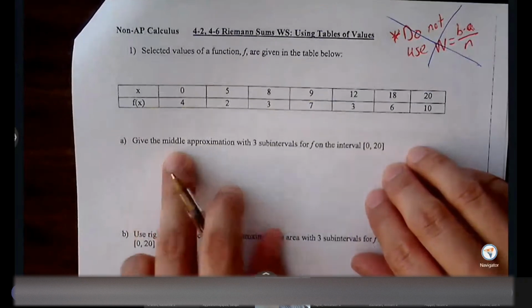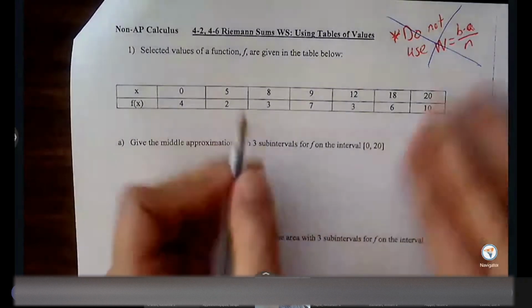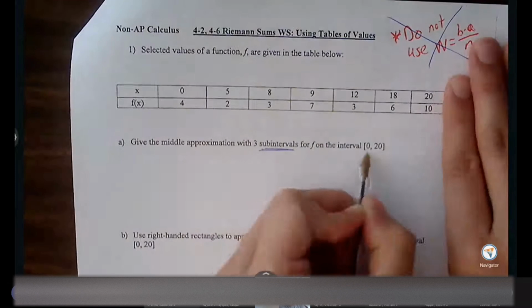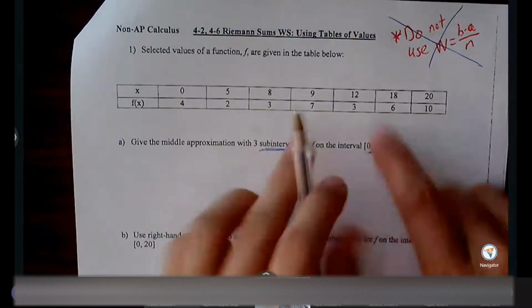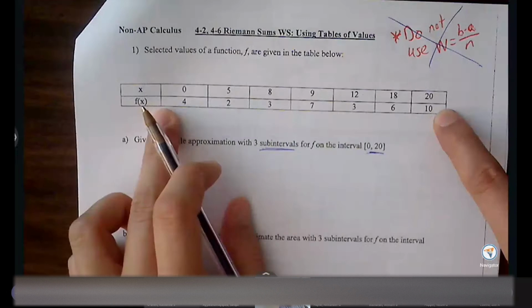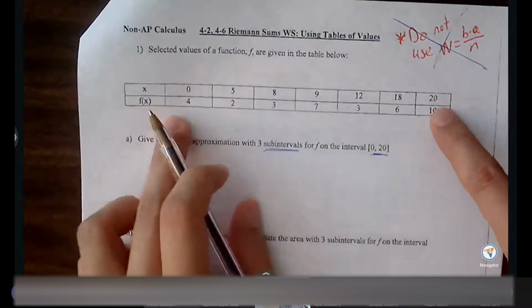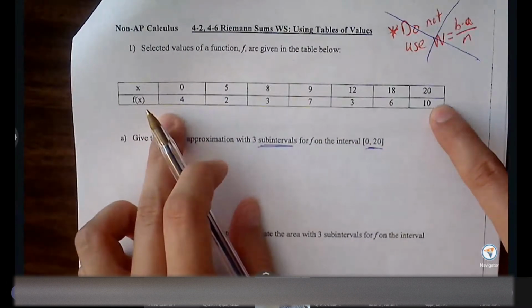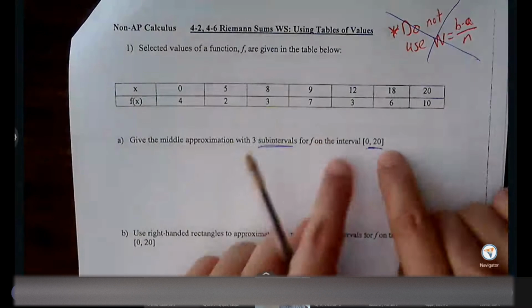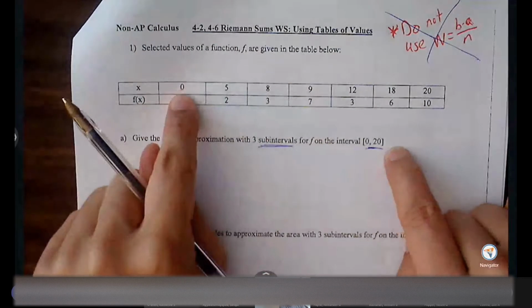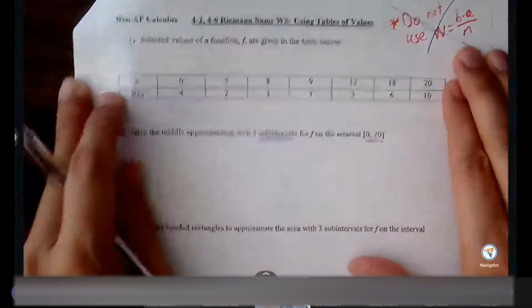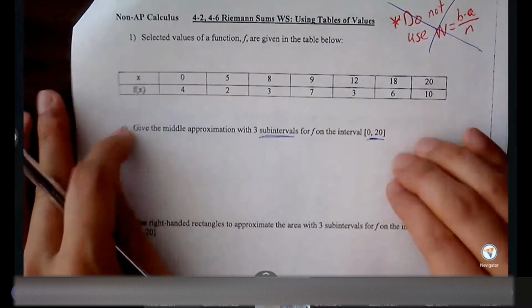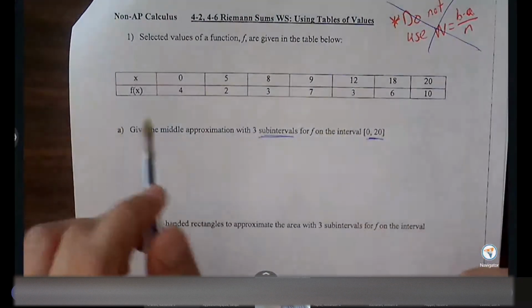So part A says give the middle approximation with 3 subintervals extending from 0 to 20. Sometimes the interval may not use every ordered pair from the table, so just be careful of that. In this case, it does, right? It extends from 0 to 20. So all the ordered pairs will be used for our approximation.